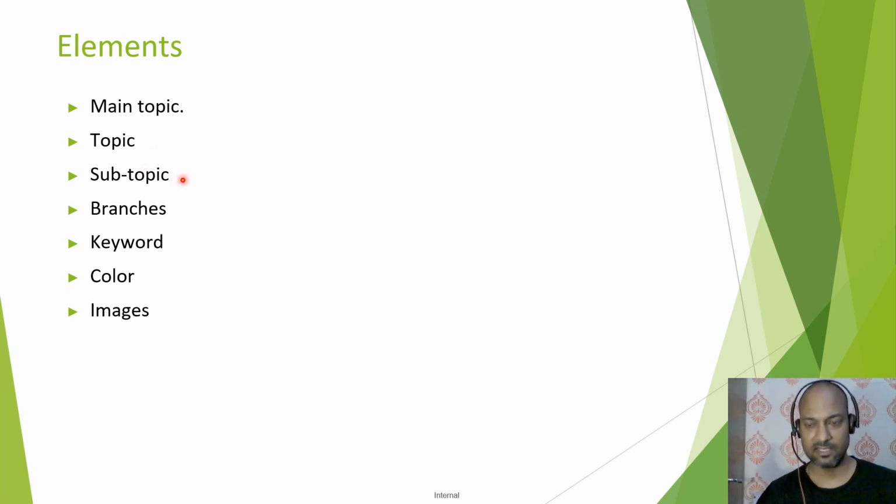Under the subtopics, we could have, okay, these are pants, these are shirts, t-shirts, trousers, shorts and all. Branches are basically a kind of making relations or mapping, and for keywords you can use different keywords like shiny, depending upon the colors. Colors is just like when you are writing something, you are highlighting that thing in some font color, so that is color. And images are also used in mind mapping. So these are some of the elements.